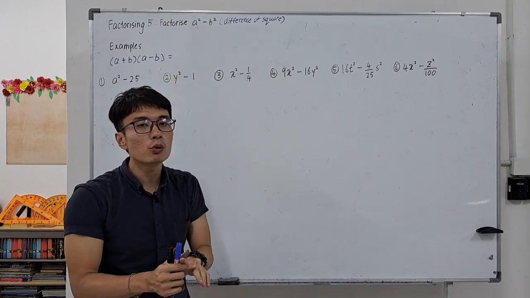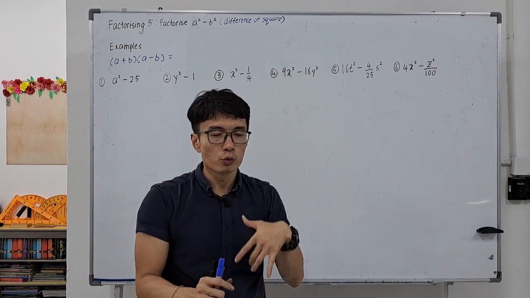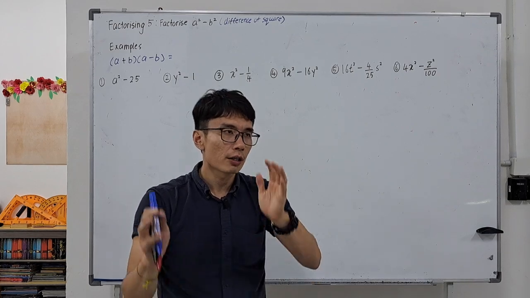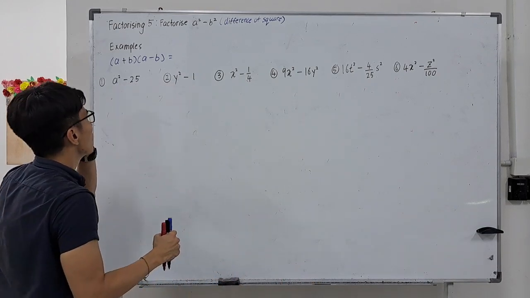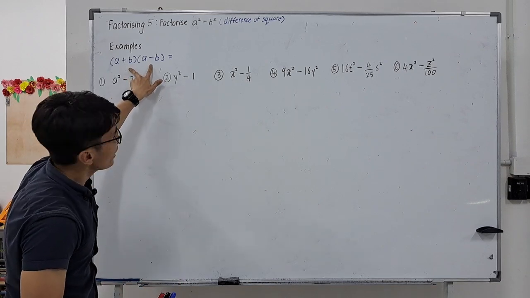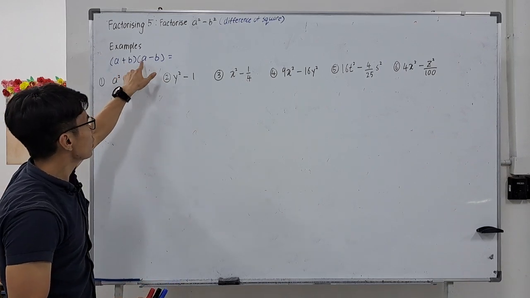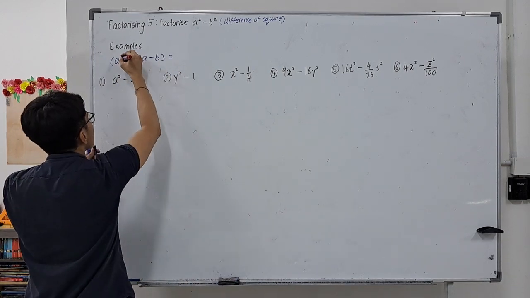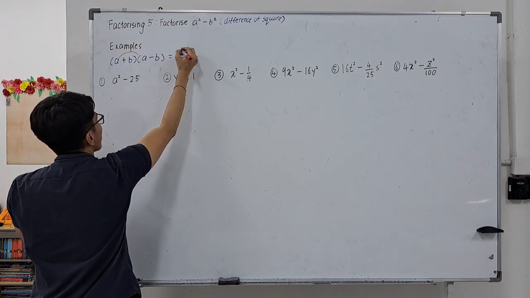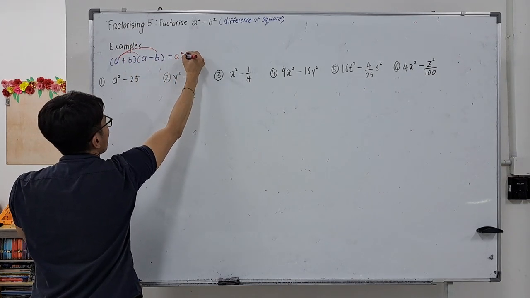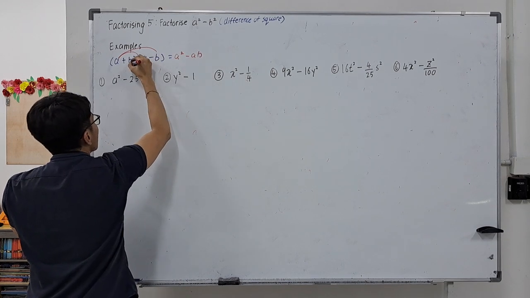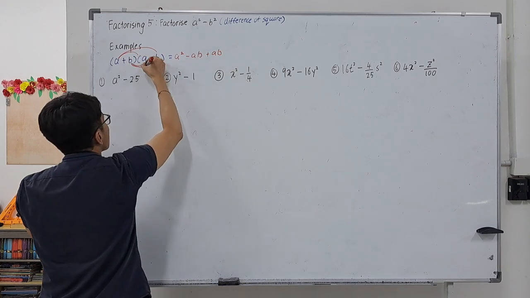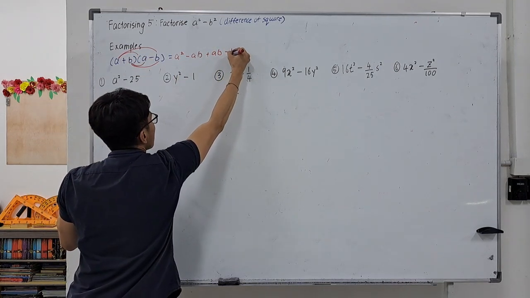I will tell you the key things that you need to know to identify how this difference of square looks like in an expression, all right? But later on that. We have dealt with this expansion before, right? So if we were to expand this, what's going to happen? If you expand this times this, that will give you a squared. This times this is going to give you negative ab. This times this is going to give you plus ab. And this times this, that will give you negative b squared.